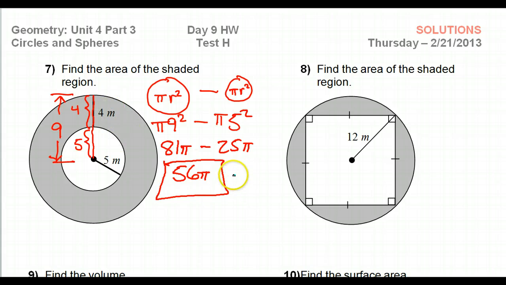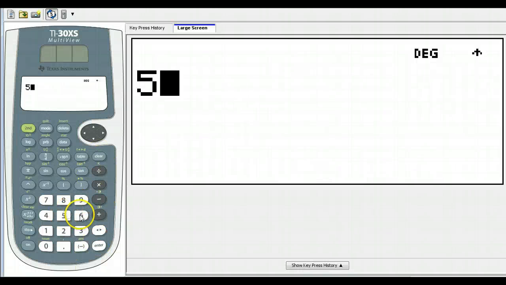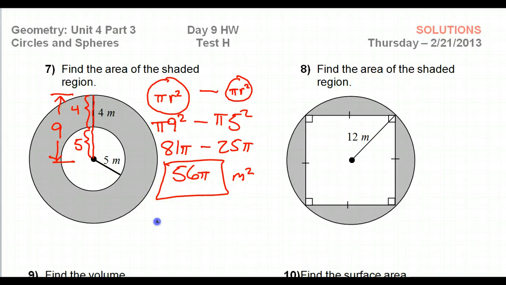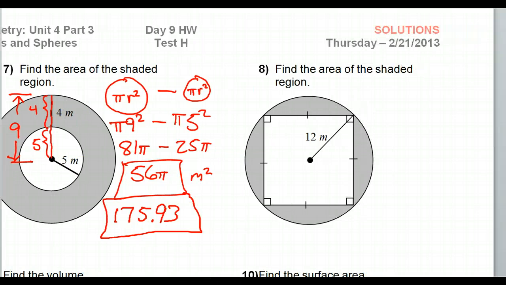This is area, so we'll do meters squared, square meters. If you wanted a decimal, you could get one. Okay, 56 pi. Alright, toggle button, 175.93 is the decimal form of the same thing. That is how you do a shape inside of a shape.